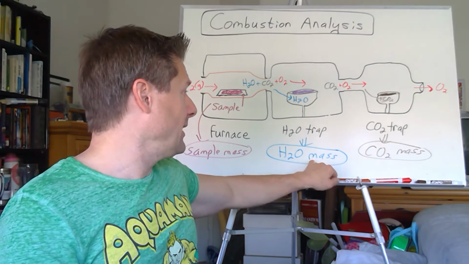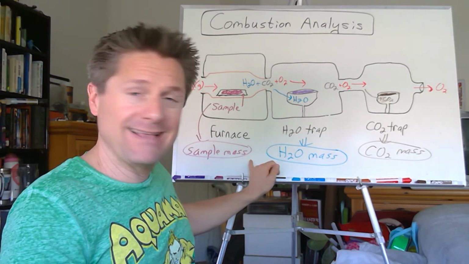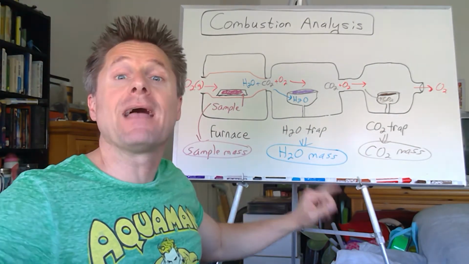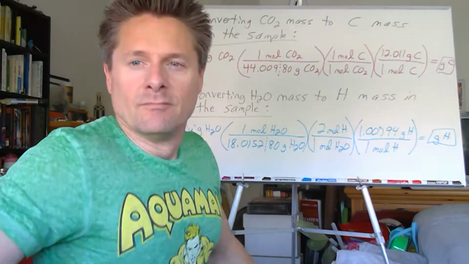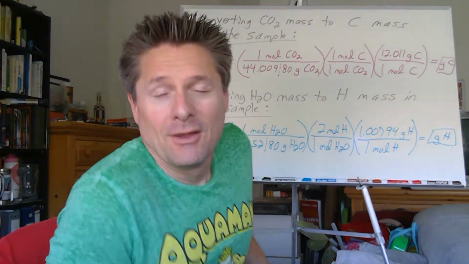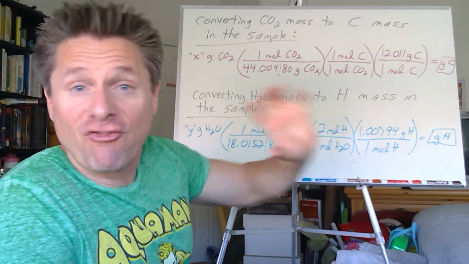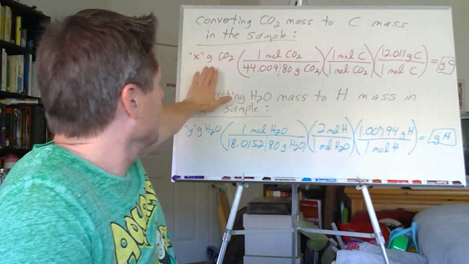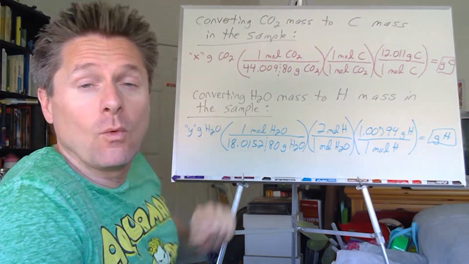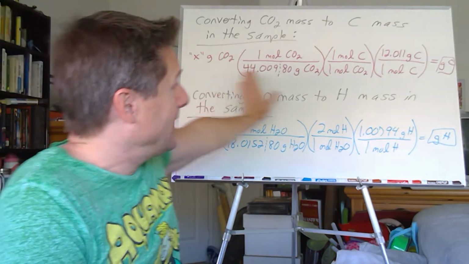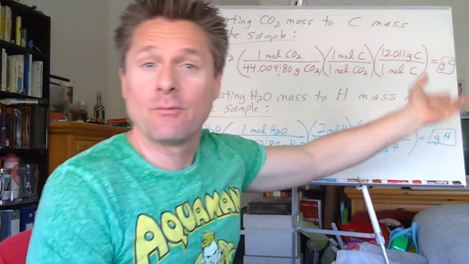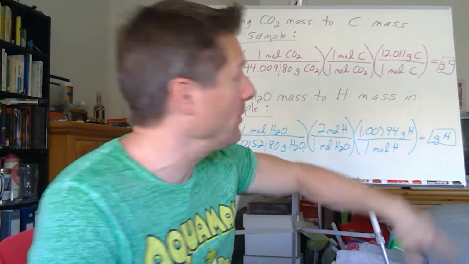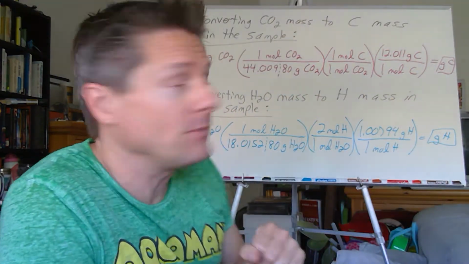So let me show you real quick how to go from the water mass to the hydrogen mass and the carbon dioxide mass to the carbon mass, just generically. This is generically our first step in combustion analysis. We've got the mass of the sample, the mass of the carbon dioxide collected, and the mass of the water collected. So we want to figure out what's the mass of carbon in the sample, and what's the mass of hydrogen in the sample?